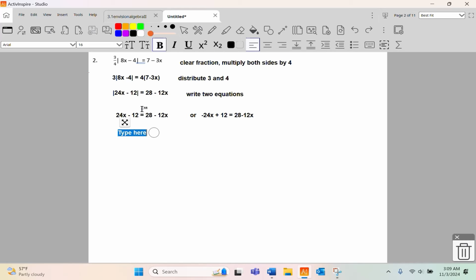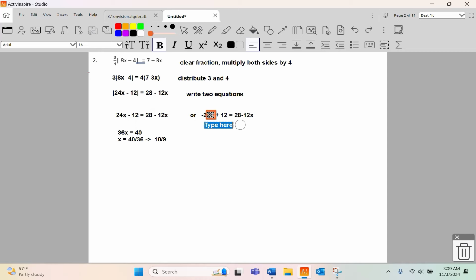Now we're just going to solve for x. So if I shift this negative 12x over, it'd be positive 12 and 24 is 36. If I shift this negative 12 to the right, it'll become positive 28 and 12 is 40. So x is going to be 40 over 36. Those are both divisible by at least 4. 40 over 4 is 10. 36 over 4 is 9.